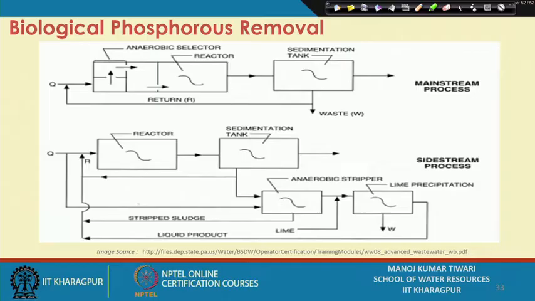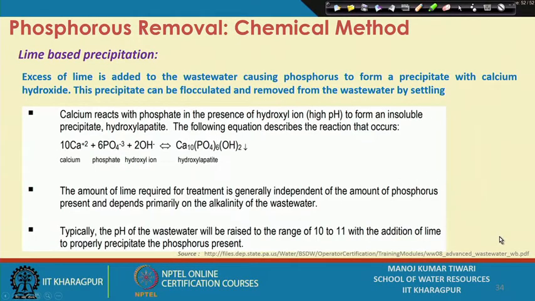So, there are mainstream processes where we can have an anaerobic reactor followed by an aerobic system right away, or we can have a side stream process where this anaerobic process is done in a side stream and then it is again supplied to the conventional aerobic system that way.